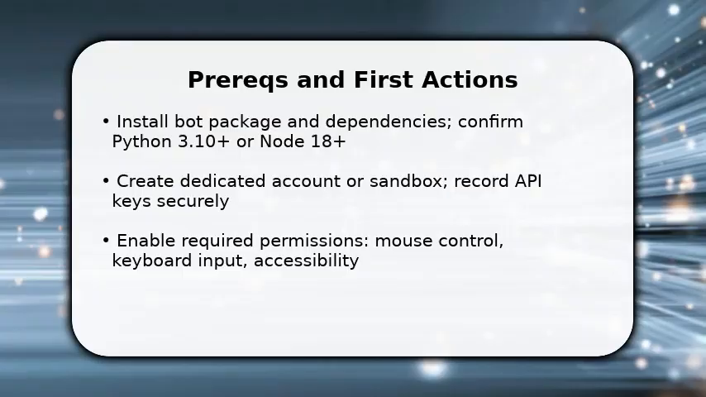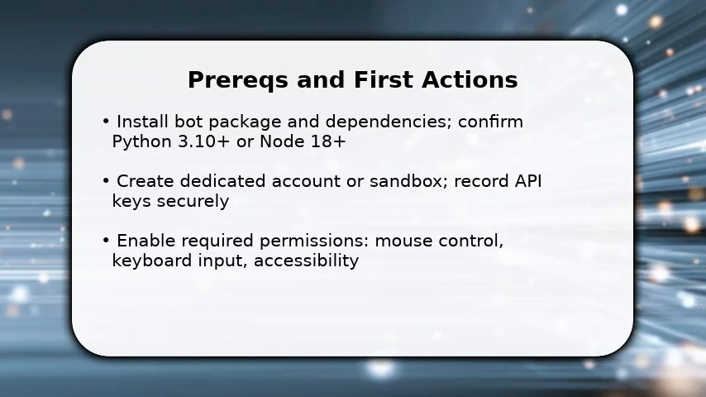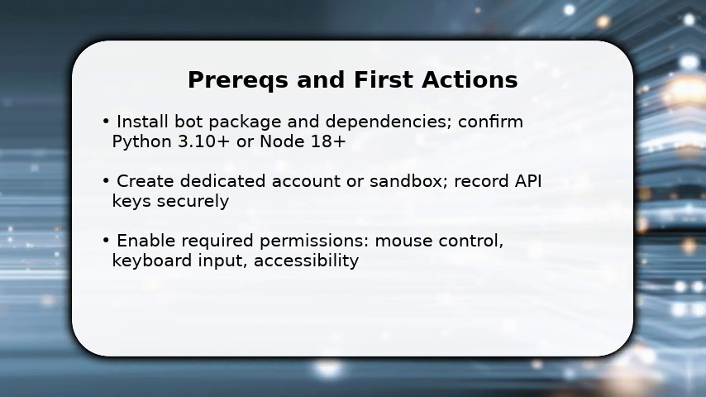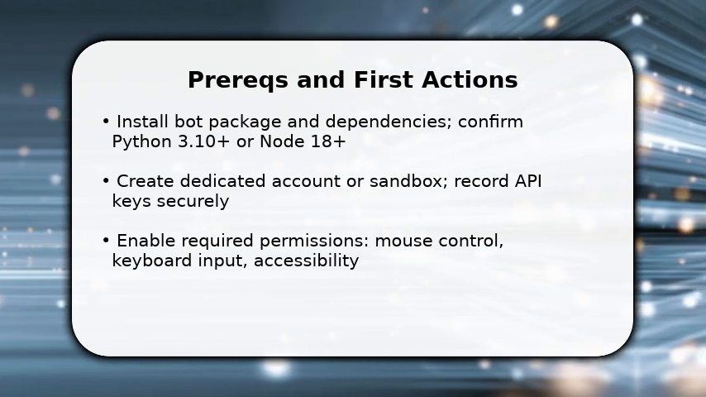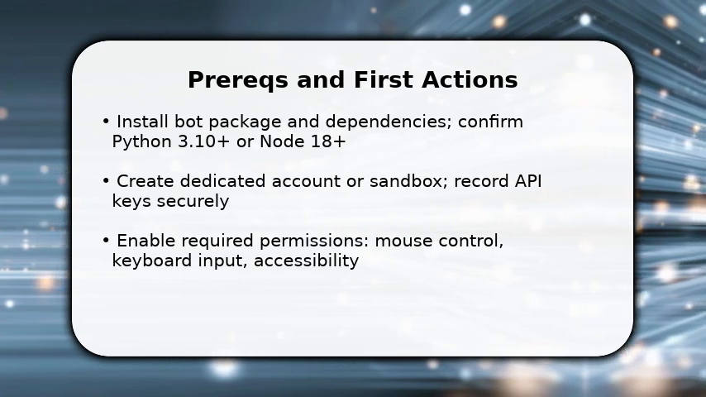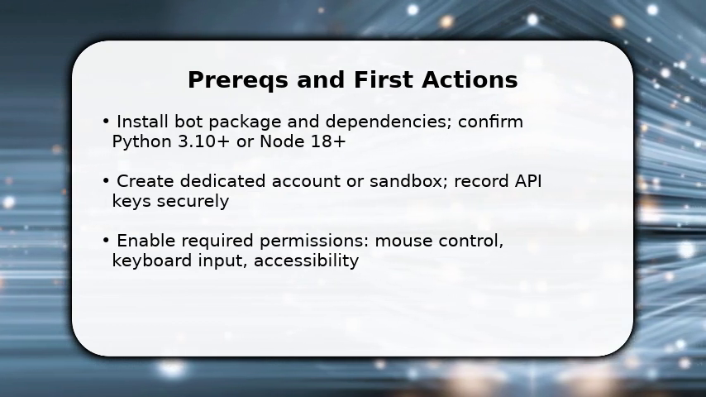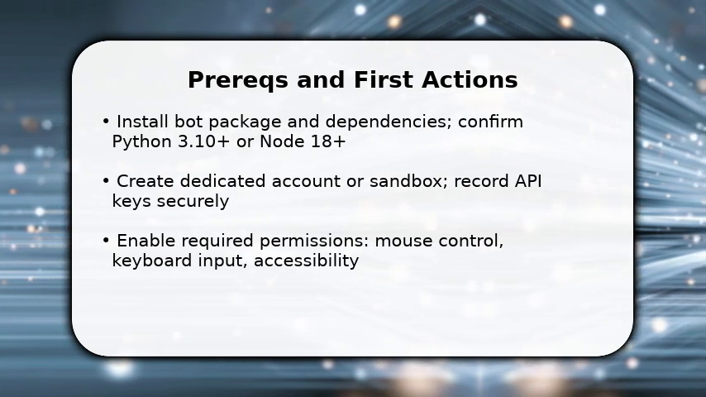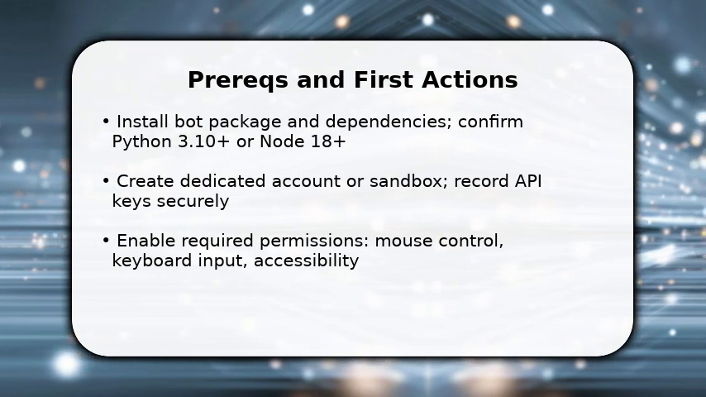Please enjoy the video. You start by preparing the environment and getting the bot ready to run. Install the bot package now and make sure you have Python 3.10 plus or Node 18 plus. This ensures compatibility. Once done, create a dedicated account or sandbox to isolate automation and securely record API keys. Make sure to enable accessibility and input permissions so the bot can simulate clicks and keystrokes. Finally, open a small test area in the target app. You'll use it immediately to verify basic actions.